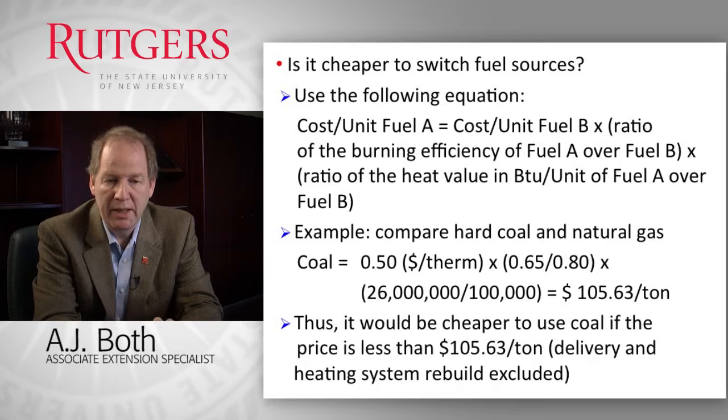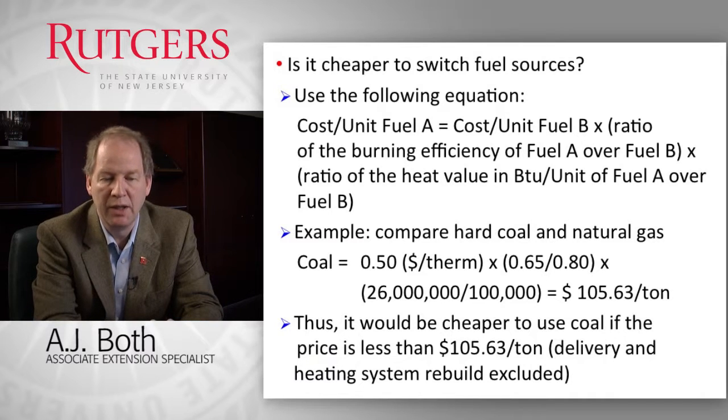Some growers have asked me how to calculate which fuel source is cheaper. And so I have an equation in this slide showing you how to calculate that. And perhaps it's easiest if we just go straight to the example. I compare the difference between coal, hard coal in this case, and natural gas. So you need to figure out what the price for natural gas is first, which I found was about 50 cents per therm at the moment. You multiply that by the ratio of the conversion efficiencies, so it's 0.65 for coal and 0.80 for natural gas.